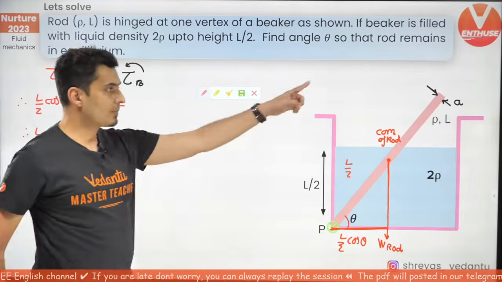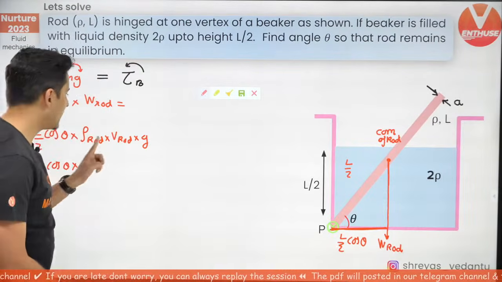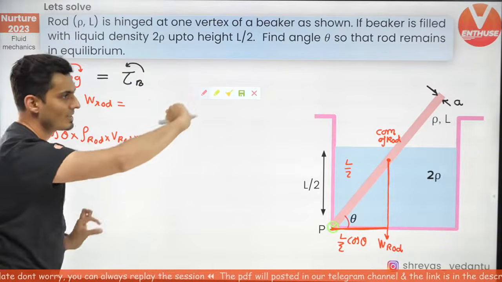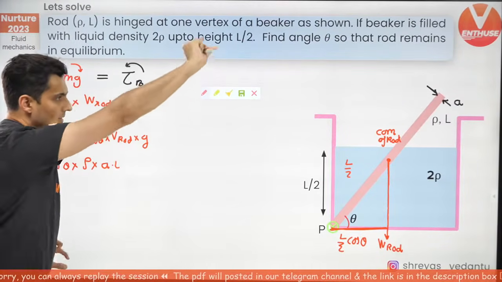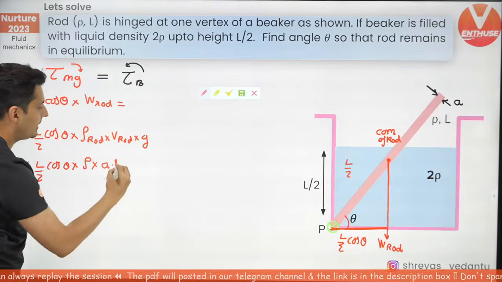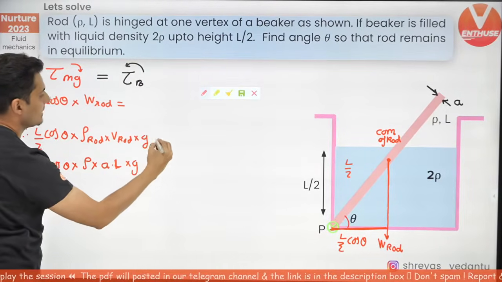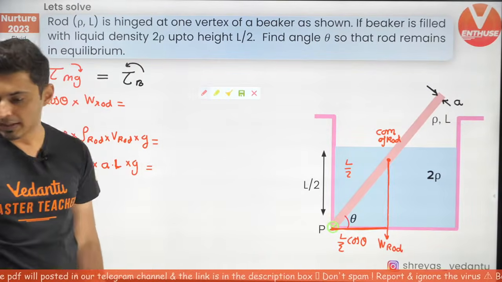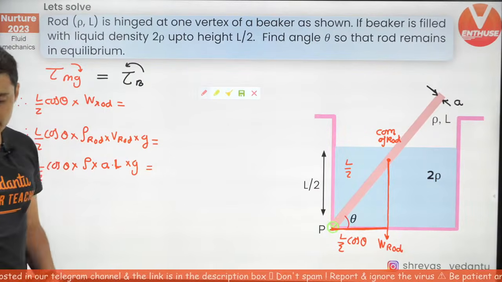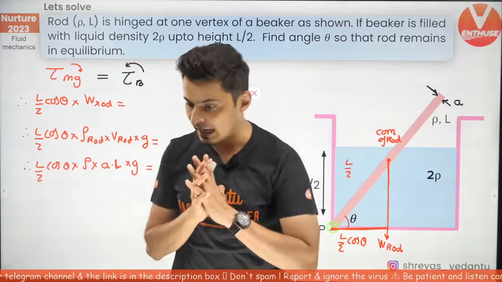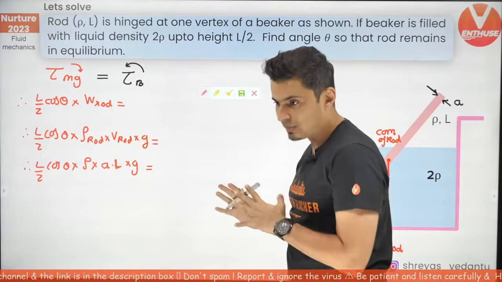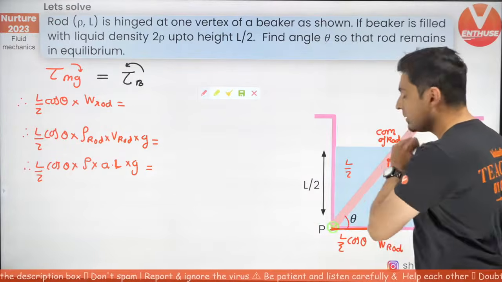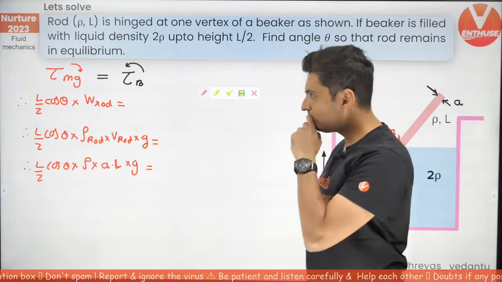Volume of the rod, if I assume the area of cross section to be small a, it will be small a into length, because it's like a cylinder. Area into length is the volume. So a into L into g. So that is what I get in the LHS. See if everybody agrees till this point. Let me know guys. If this much is clear, then can I move ahead to the RHS part? Because only when you understand LHS, you will be able to understand RHS.